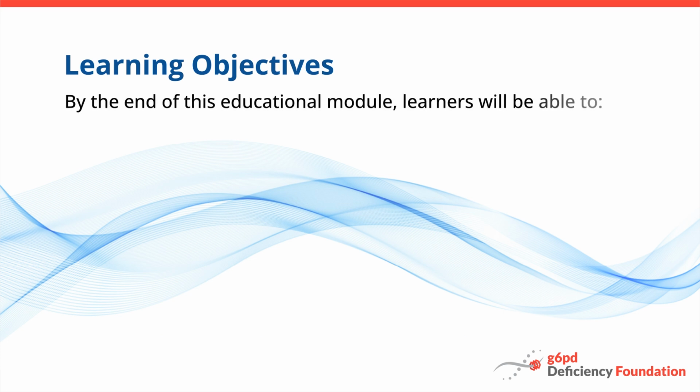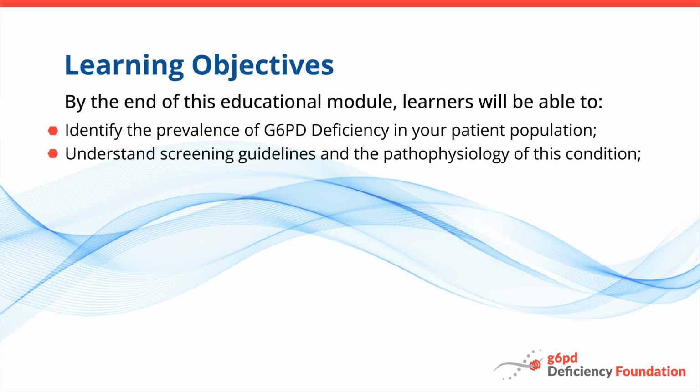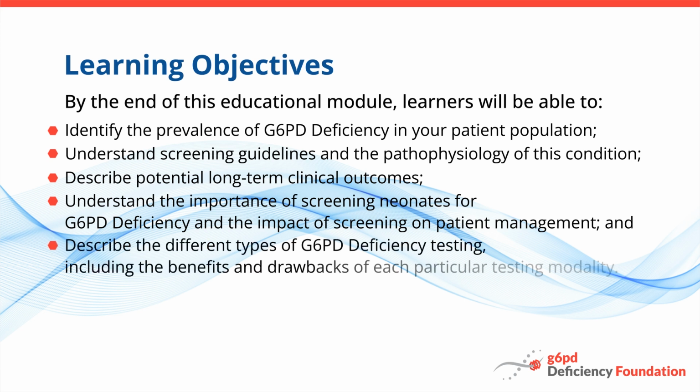By the end of this educational module, learners will be able to identify the prevalence of G6PD deficiency in their patient population, understand screening guidelines and the pathophysiology of this condition, describe potential long-term clinical outcomes, understand the importance of screening neonates for G6PD deficiency and the impact of screening on patient management, and describe the different types of G6PD deficiency testing, including the benefits and drawbacks of each particular testing modality.